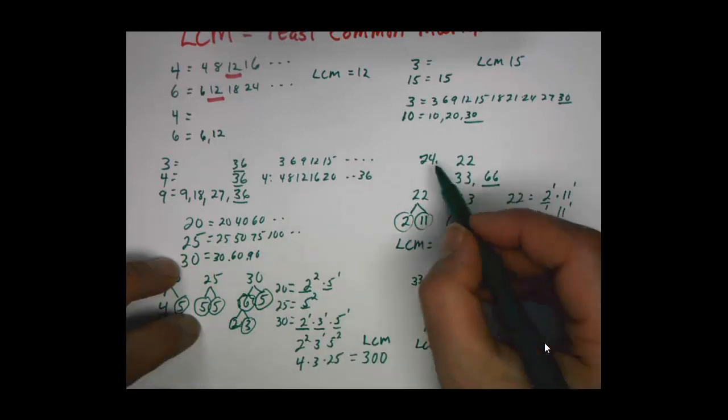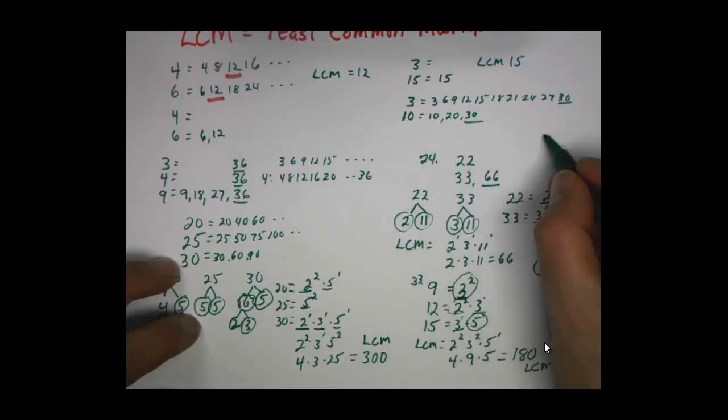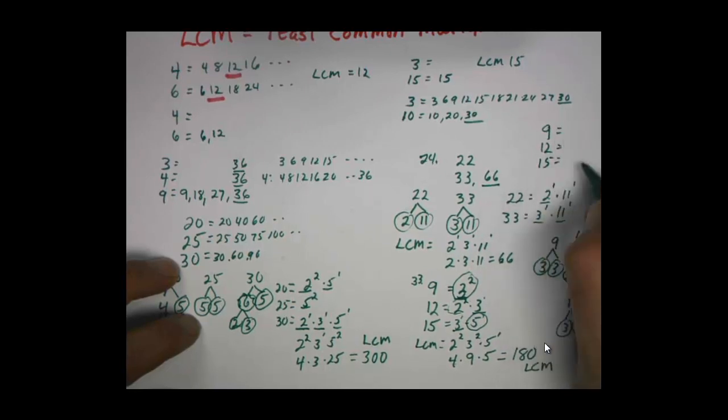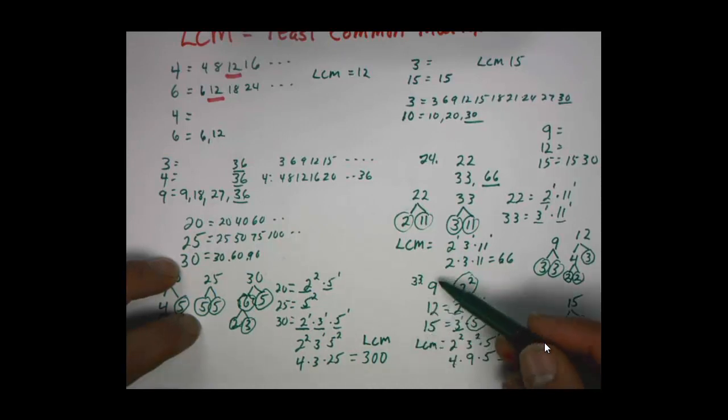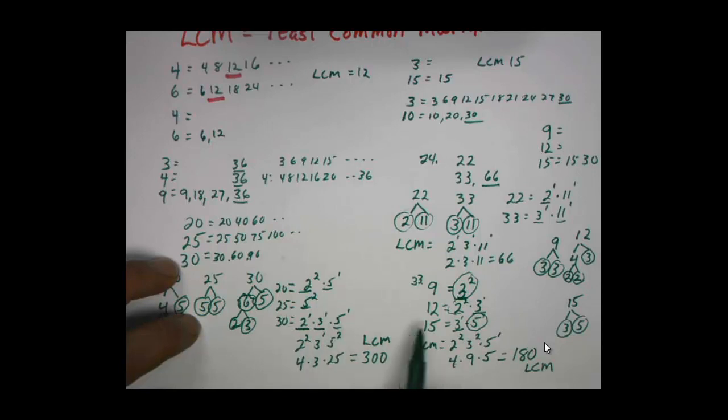You could have written the 9, the 12, the 15, 15, 30, 45, and then check each one of those until you find a multiple of 12, or probably with multiple numbers, and as they continue to get bigger, I would highly recommend doing the prime factorization method.